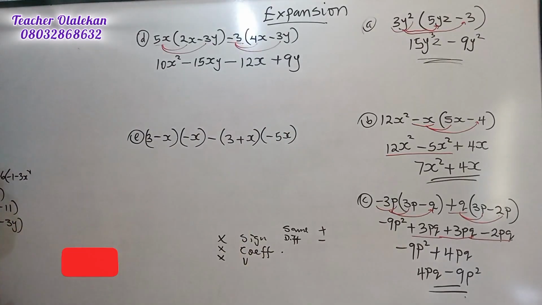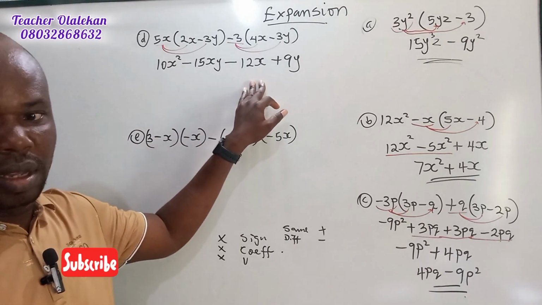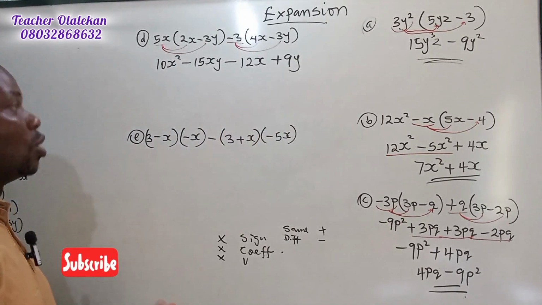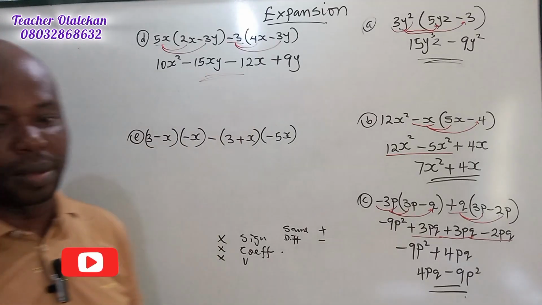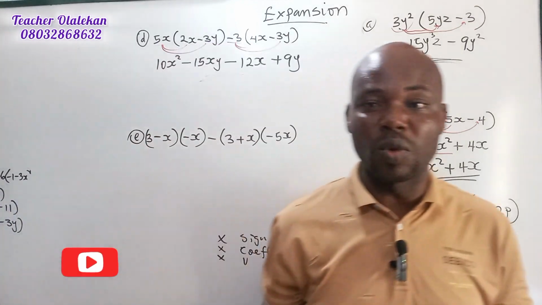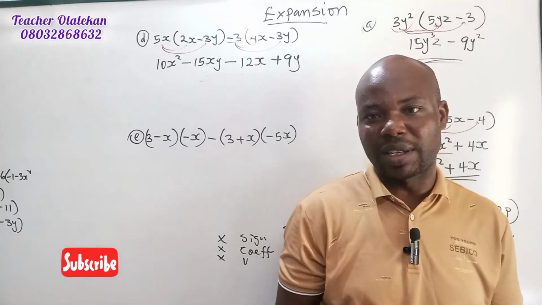Plus 9y. So, if you check it very well, you will see that there's no like term here. So this will definitely be our final answer because there's no like terms. If there were like terms, then you collect the like terms so that you can have it compressed. Does that make sense?